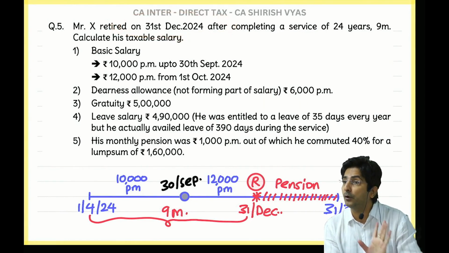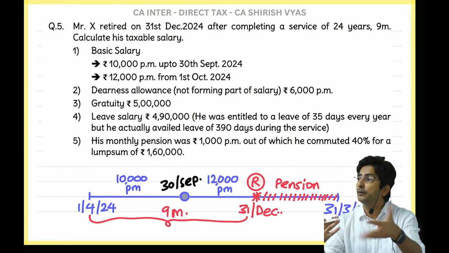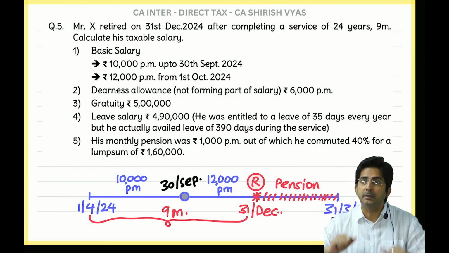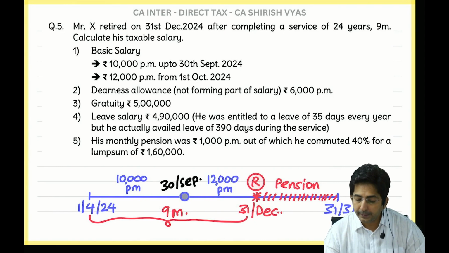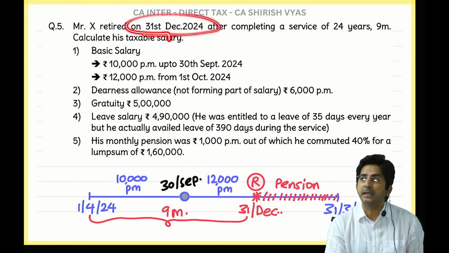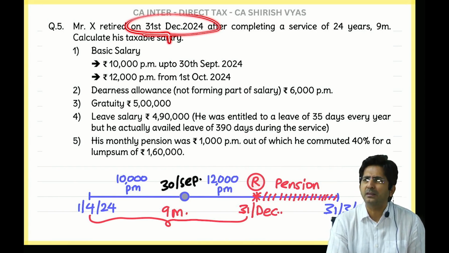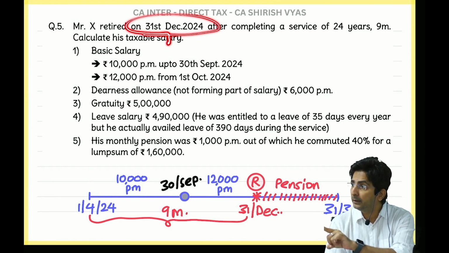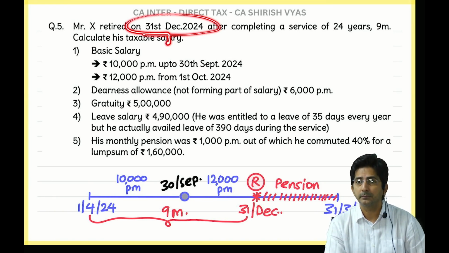In gratuity what we did? Ignore the month of retirement. But here, ignore the month or consider the month? Consider. But provided he has worked till the end of that month. If it would have been 1st of December, it's not considerable. 1st December means he didn't work in December. Provided you worked in December till the end, you will count December also.